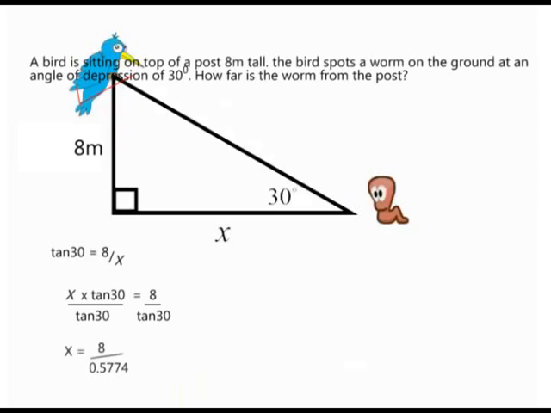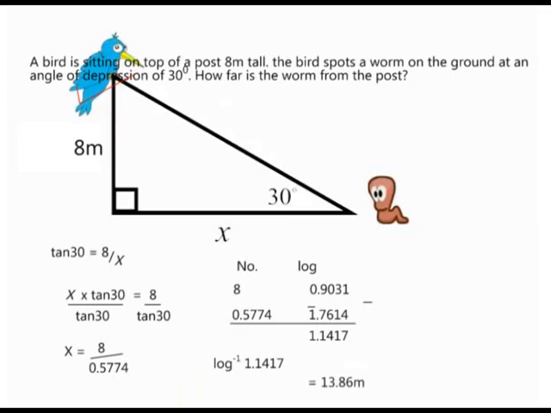So we have 8 over 0.5774. We go to the logarithm tables. You have numbers and their logarithms. The log of 8 is 0.9031. The log of 0.5774 is 1 bar, 0.7614. We are dividing, so we subtract the logs, and we shall have 1.1417. We find the antilog of that. Log inverse of 1.1417 is equal to 13.86. And so the distance of the worm from the foot of the post is 13.8 meters.